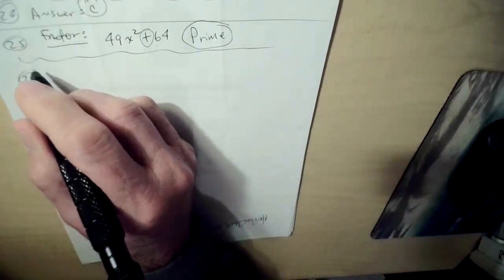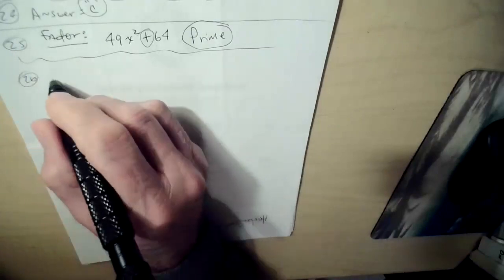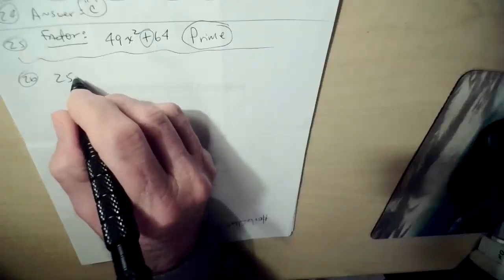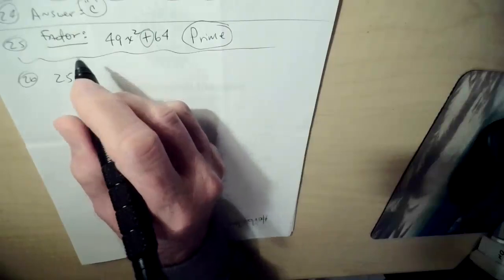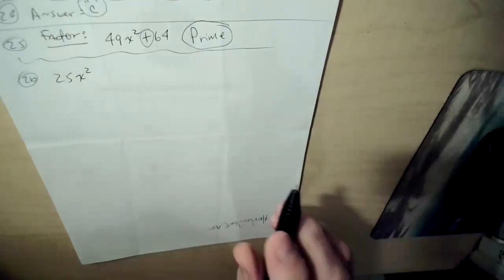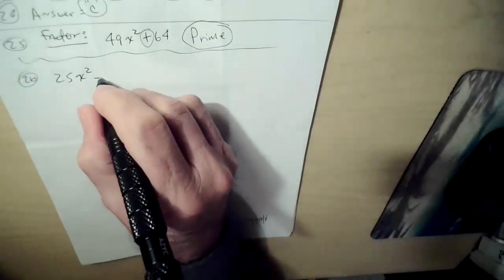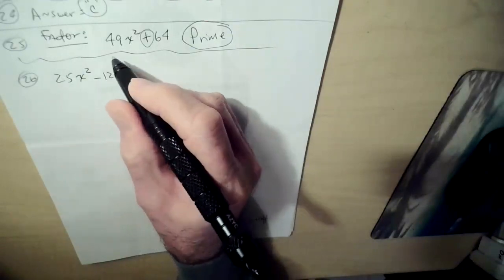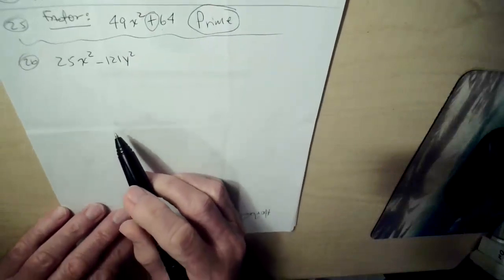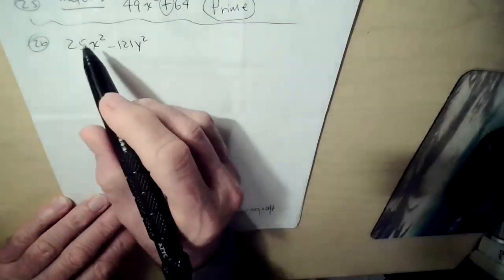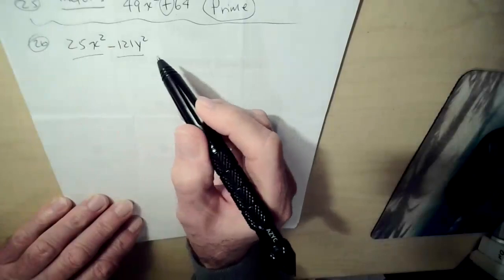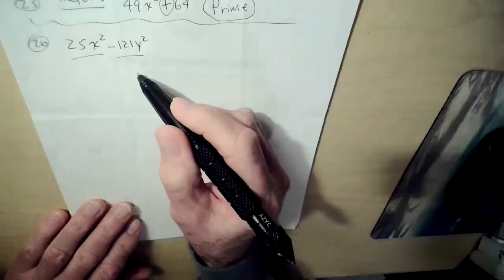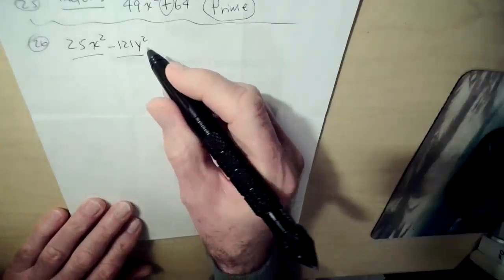26. Okay. 25x squared. Did I hit the record button? Yes. Oh, what a smart boy Johnny is. Minus 121y squared. So do we have a conjugate here? Yes. This is a perfect square, and this is a perfect square.